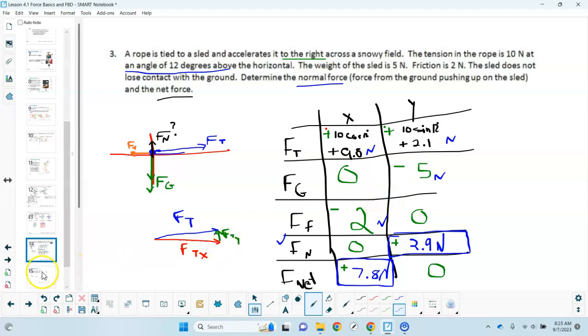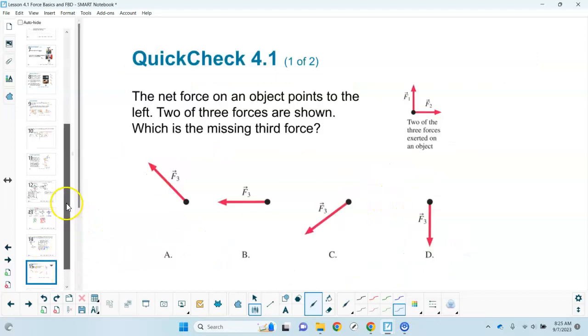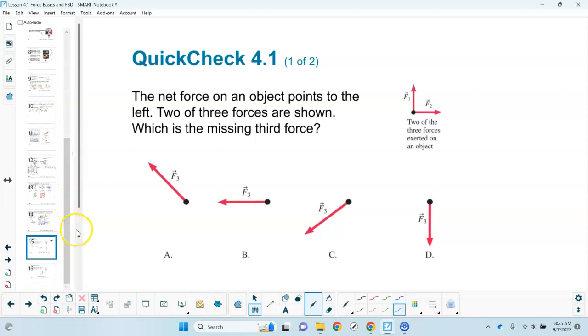Okay, so there's one more slide here, and it's just asking you to look at free body diagrams again. It says the net force on an object points to the left. Two of the three forces are shown, F1 and F2, and we have to figure out the third force. So we want the force to make the net force go directly to the left. So let's think about these. If you look at these arrows A, B, C, and D, they all look longer than 1 and 2, so that's okay. But if you start plugging in different ideas, if you put A here, it would go like that. Is that going to make it just go left?